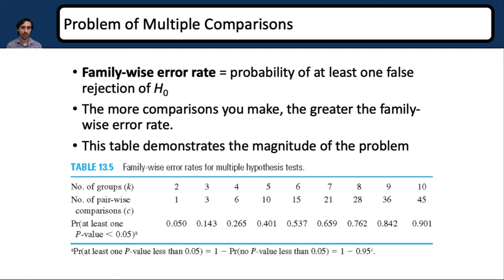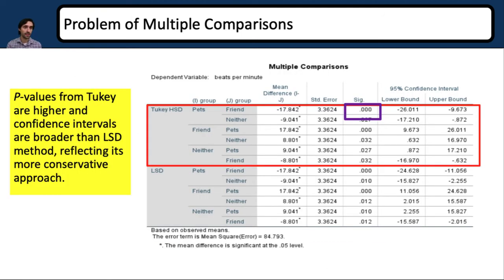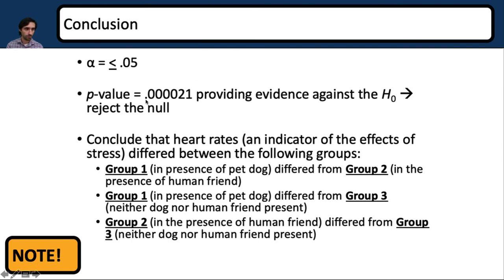Within this, we look at the family-wise error rate, the probability of error that's going to happen. We already have this information in our SPSS. We have here the Tukey and the LSD, and this looks at the actual significance between the groups. With an alpha of 0.05, our p-value ends up being very, very small, and we can conclude that the heart rates, as an indicator of the effects of stress, differed between the following groups.